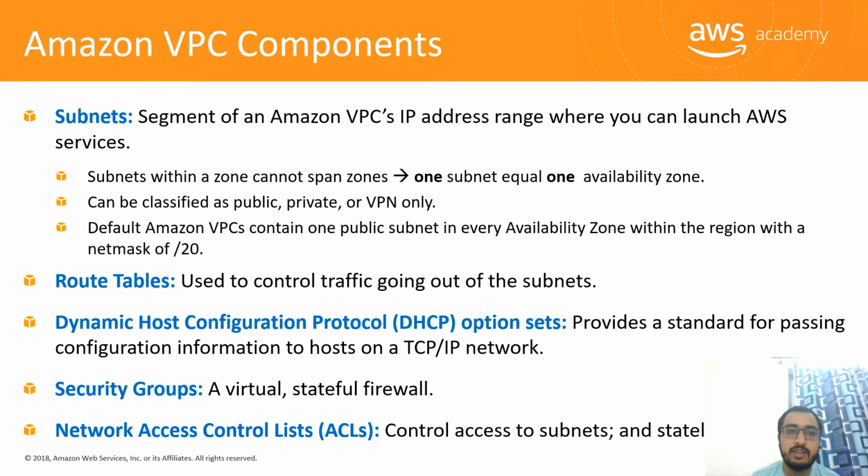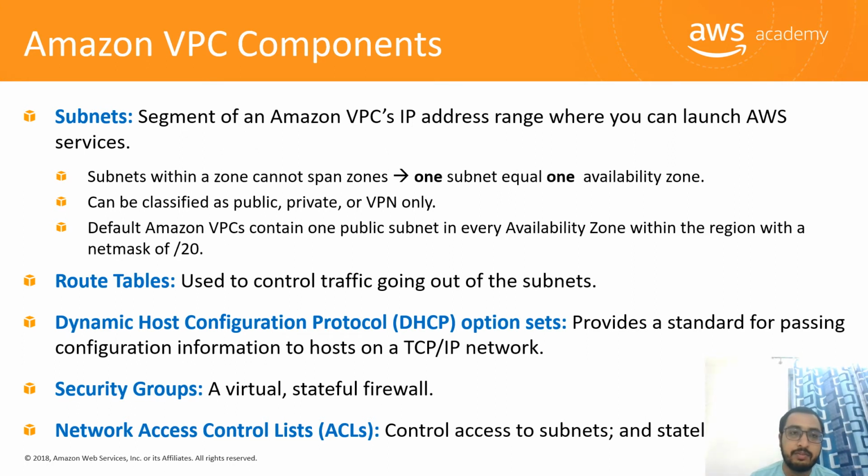Basically, as I told, a subnet is a segment of an Amazon VPC's IP address range where you can launch AWS services. We can connect multiple subnets in each VPC, and one subnet equals one availability zone. Subnets can be classified into two types, public subnet and private subnet. In a public subnet we allow access from everywhere, and a private subnet is private. The default VPC contains one default subnet in each availability zone within the region, with a subnet mask of /20.